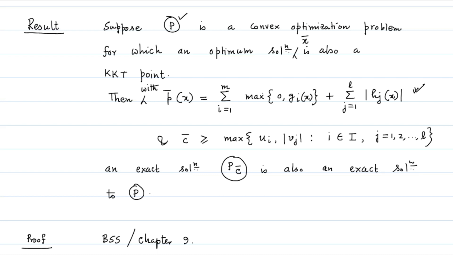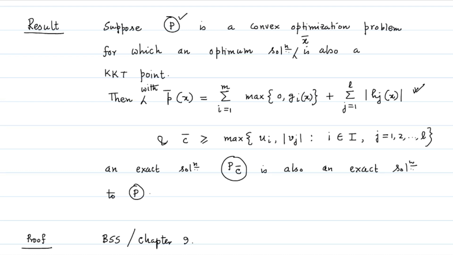But you notice that this absolute penalty function is a non-differentiable penalty function, and therefore to find a solution of PC bar, you need some method for a non-smooth optimization problem. And identification of a solution to a non-smooth optimization problem is not always an easy task. So motivated by this discussion, it is then natural to raise the question whether we can design a penalty function that not only recovers an exact optimum for the original problem capital P with the help of a finite penalty parameter C bar, but also that penalty function enjoys the property of being differentiable.